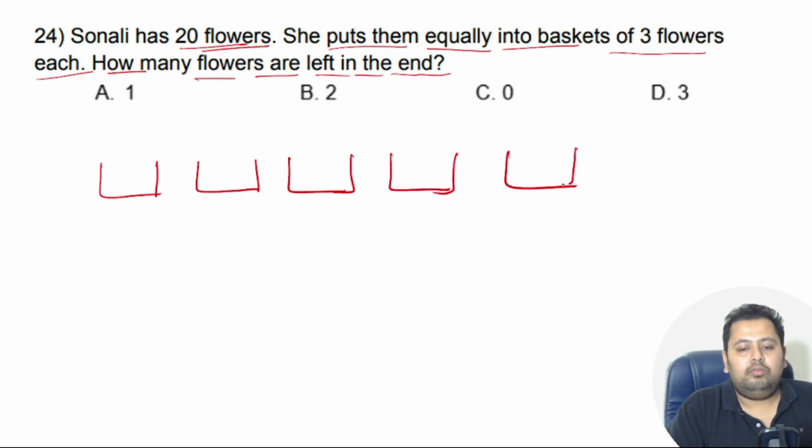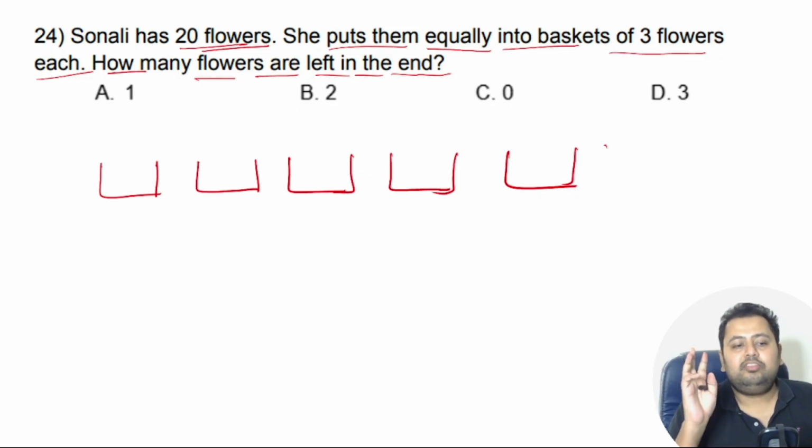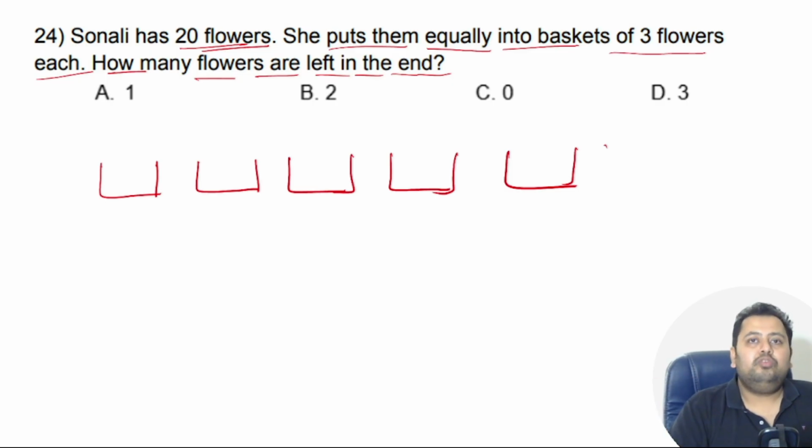So she puts them equally into baskets of 3 flowers each. So each basket will contain 3 flowers. How many flowers are left in the end, right? So no basket can have 2 or 1 flower. It has to be 3 flowers in each basket, right? So find out how many flowers are left in the end.